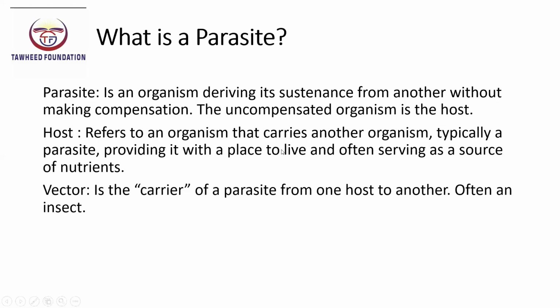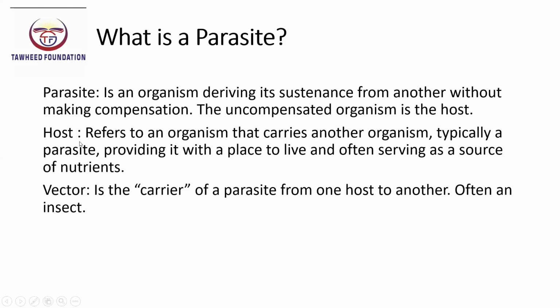Next is, what is a parasite? All these term definitions are very important in this parasitology part. These three terms: parasite, host, and vector. The parasite, again, is an organism deriving sustenance from another without making compensation. The uncompensated organism is the host. An organism living on or inside a host, deriving nutrition without offering any benefit in return, is nothing but a parasite.